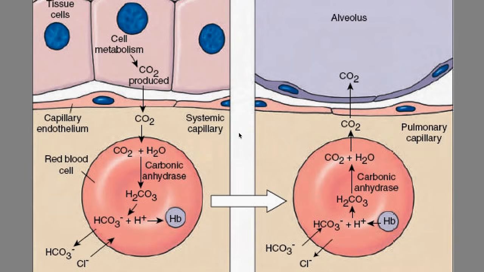It's by no means an exhaustive explanation of how this process works, but I think it's really helpful to get kind of the big picture idea here of what your body's trying to do. And we're going to stay focused on this particular reaction that you see right here. We're going to look at it both at the tissues, which is what's represented on the left-hand side, and at the lungs, and specifically the alveolus on the right-hand side.